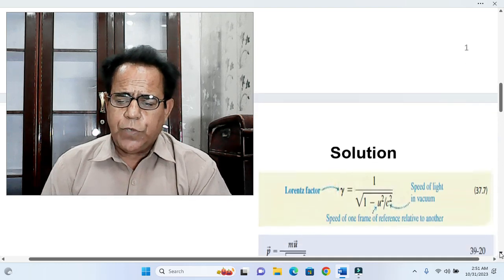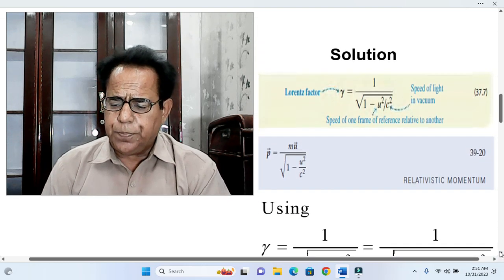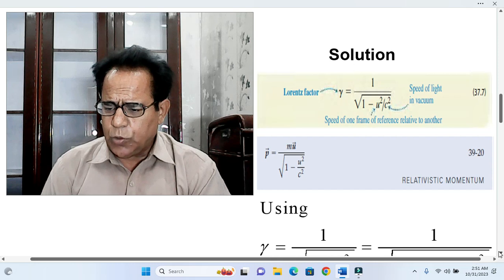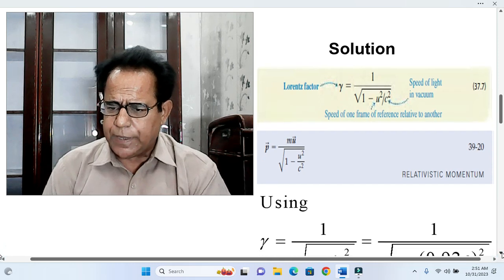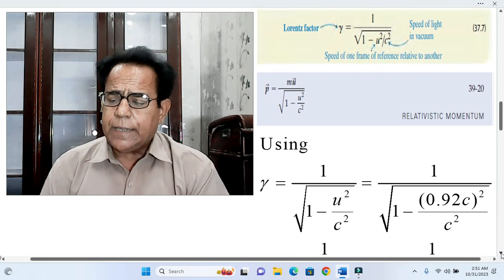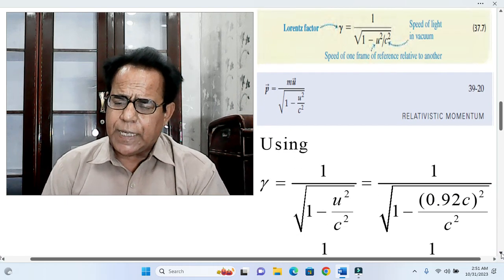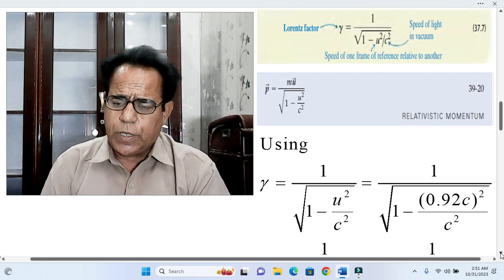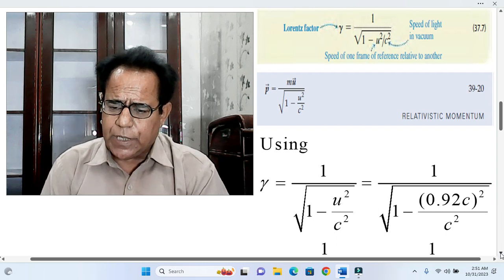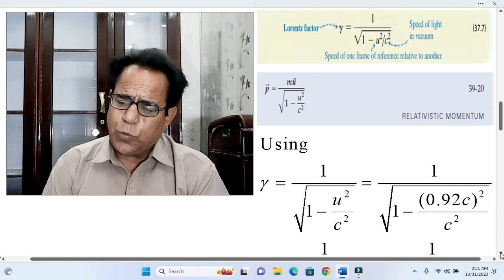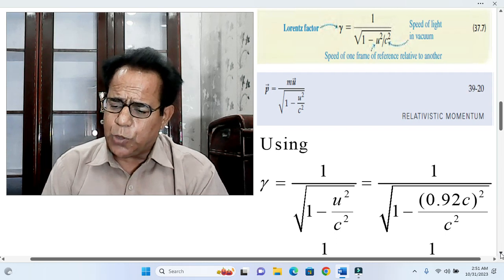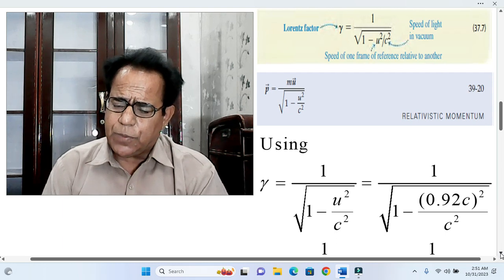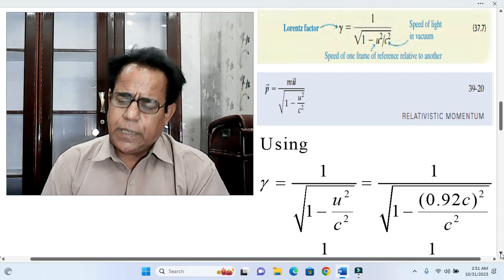Now we are moving to its solution, but before proceeding in a formal manner, we first introduce two snapshots. The first snapshot is about the Lorentz factor. The second snapshot is about relativistic momentum. Both have been used several times in previous problems, so we will skip these two snapshots and start our problem formally in the regular manner.